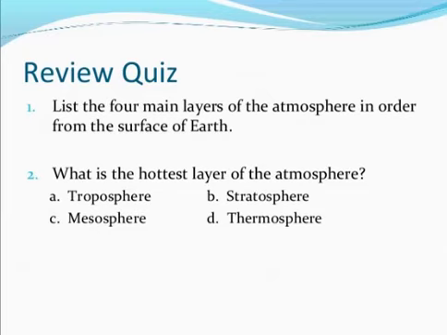Over here is a review quiz. Let's start. List the 4 main layers of the atmosphere in order from the surface of Earth. You can also pause the video or type your answer in the comments below. 3, 2, 1. There are 4 main layers in the atmosphere: troposphere, stratosphere, thermosphere, and mesosphere.